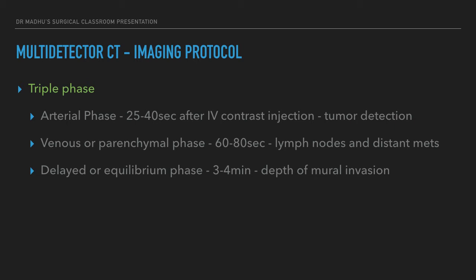In the second phase, what is called the venous or parenchymal phase, which happens 60 to 80 seconds after the IV contrast injection, this phase is particularly useful in identifying lymph nodes and distant mets. The third phase, what is called the delayed or equilibrium phase, happens 3 to 4 minutes after the IV contrast injection. Here we will be able to analyze the depth of mural invasion on the images. Basically, we can accurately find the T staging.